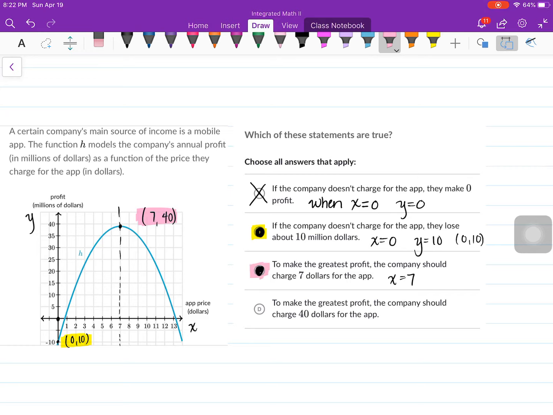Now, the other one says, to make the greatest profit, the company should charge $40 for the app. For this one, they're telling us that the price for the app should be $40. Now, app price is X, and if you take a look at this here, they're only giving us a range from 1 through 13. So in this case, 40 doesn't even apply here. They're actually trying to confuse us with this one here, so this one would be wrong as well.